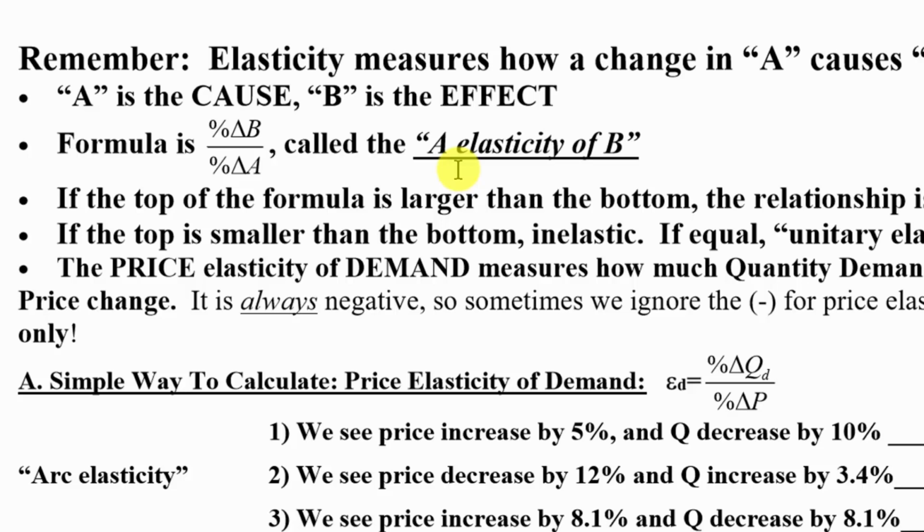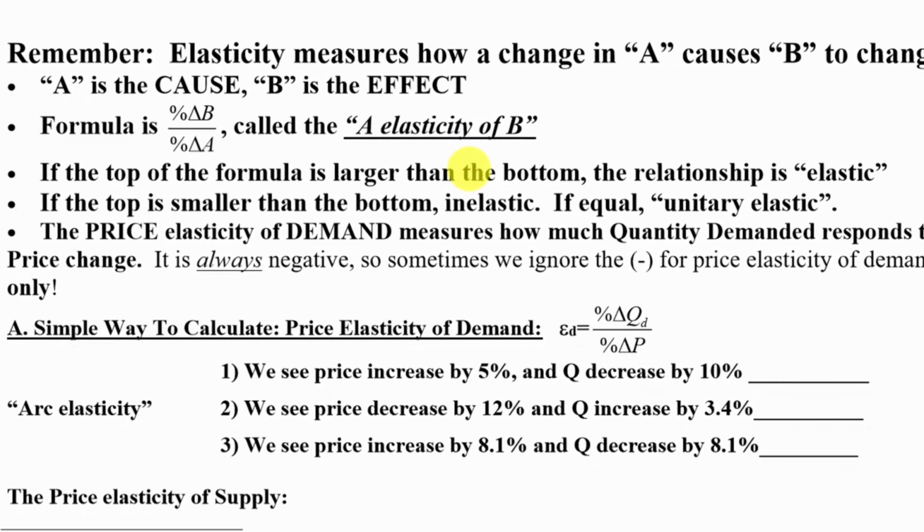So the most common one is price elasticity of demand that we study in economics. If we're doing this formula and the top of the formula is larger than the bottom, we call it elastic. If the top is smaller than the bottom, we call it inelastic. And if the two are equal, we call it unit or unitary elastic, because the elasticity is going to be 1 or minus 1, and unitary is just a fancy word for 1. The price elasticity of demand is the one we focus on a little bit more, but if you really understand price elasticity of demand and how to calculate it, it's the same kind of thing for the other elasticities.